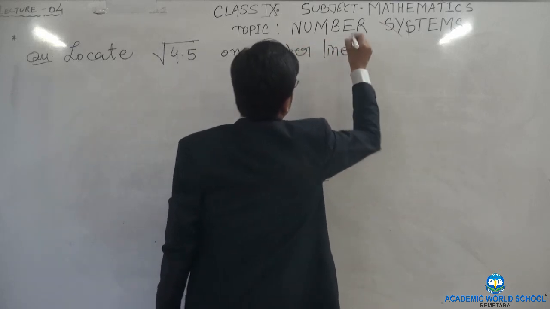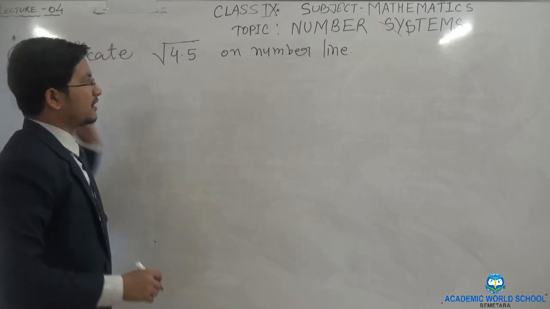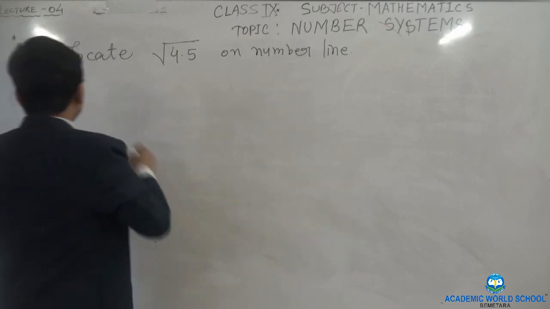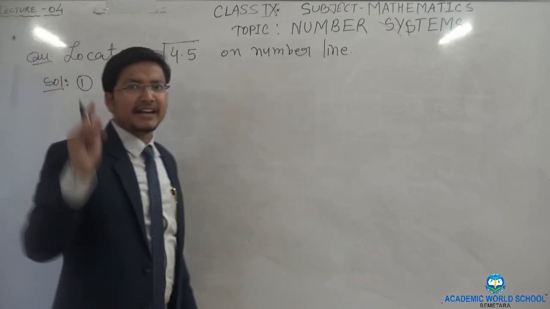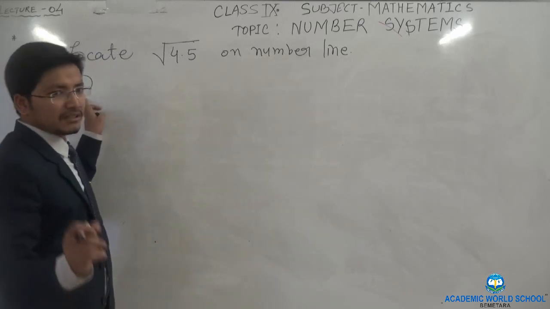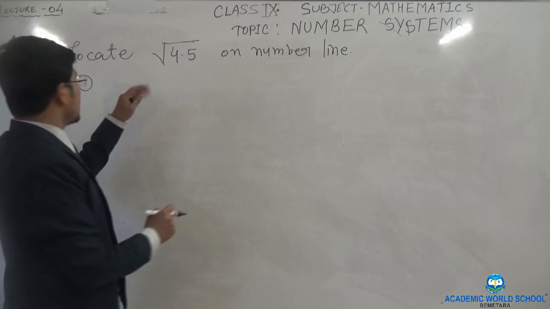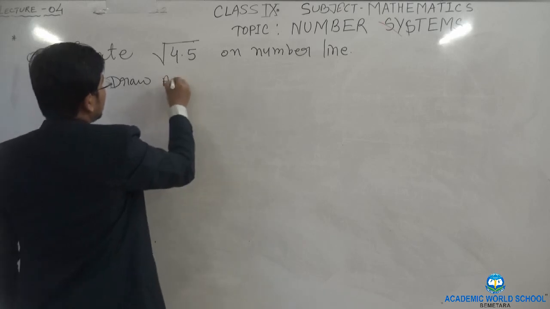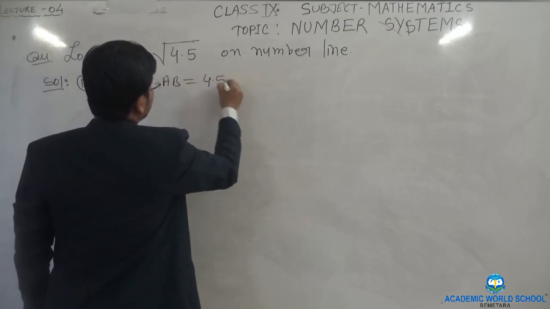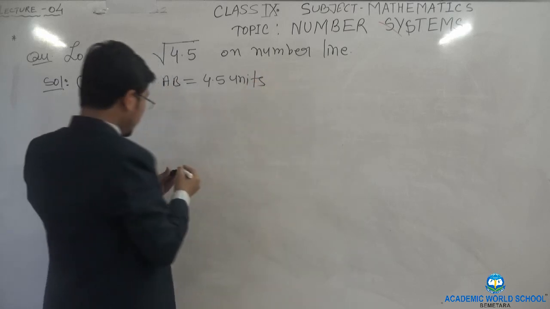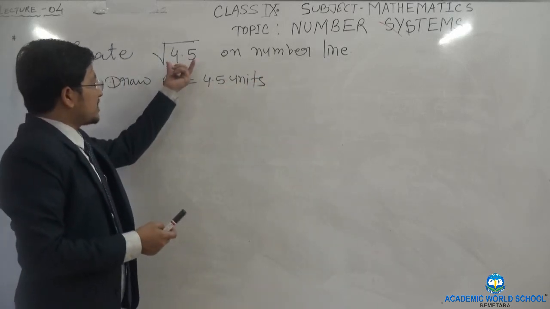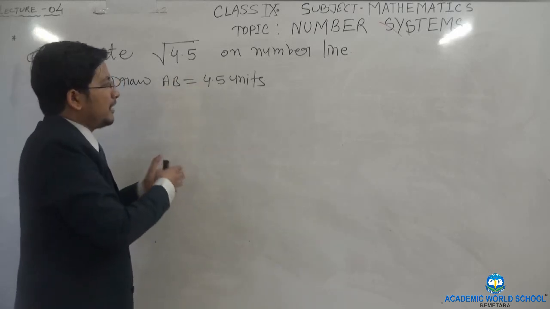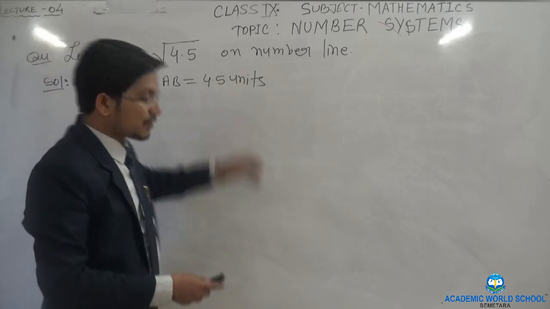Very important question for class 9th student. So how to represent this? So first, I am going to write the steps. Along with me, please write the steps. So now draw AB is equal to 4.5 units. So this is x only. So in the first step, what we have written, draw AB is equal to x. So now we are going to draw AB is equal to 4.5.